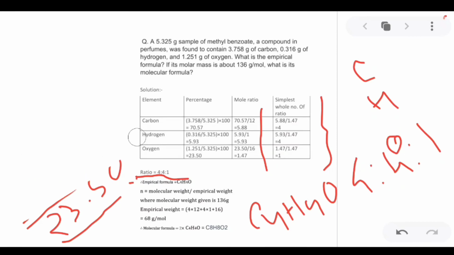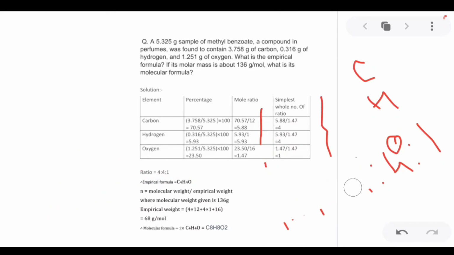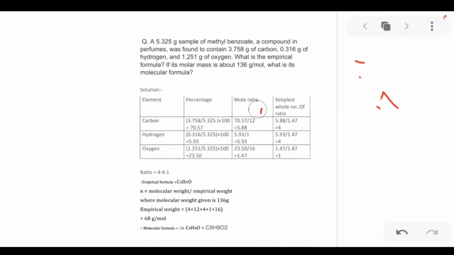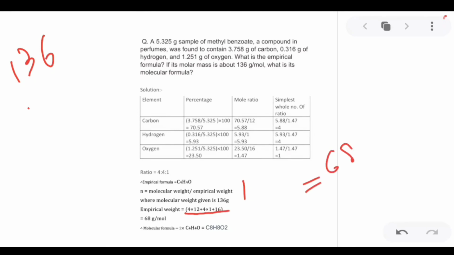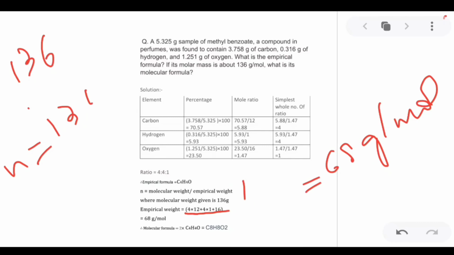Now we have to calculate the molecular formula. How will we calculate it? The molecular formula is calculated by determining N. N is determined by molecular weight divided by empirical weight. Molecular weight is given as 136 gram. Now we have to calculate the empirical weight. So empirical weight will be 4 into 12 plus 4 into 1 plus 16, and it is equal to 68 gram per mole. So N will be equal to 136 divided by 68, which is equal to 2.